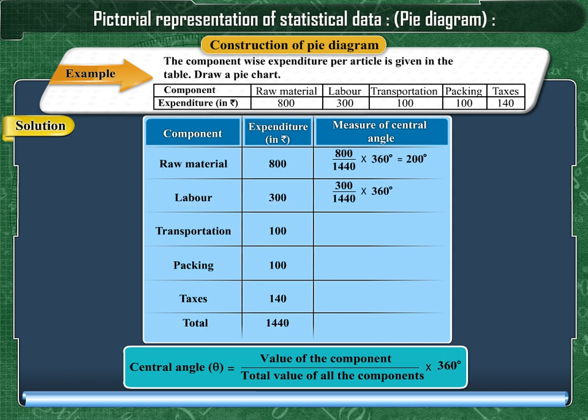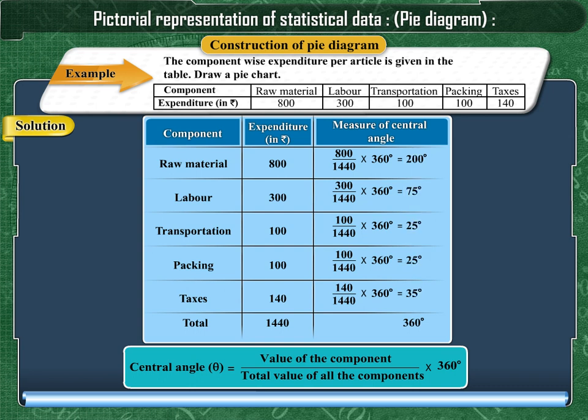How do you draw an angle with measure 200 degrees, which is larger than 180 degrees? For that, we first make an angle of measure 180 degrees with OA and then draw the remaining 20 degrees angle adjacent to it. We now get an angle of total measure 200 degrees using radii OA and OB. This sector represents the component raw material.